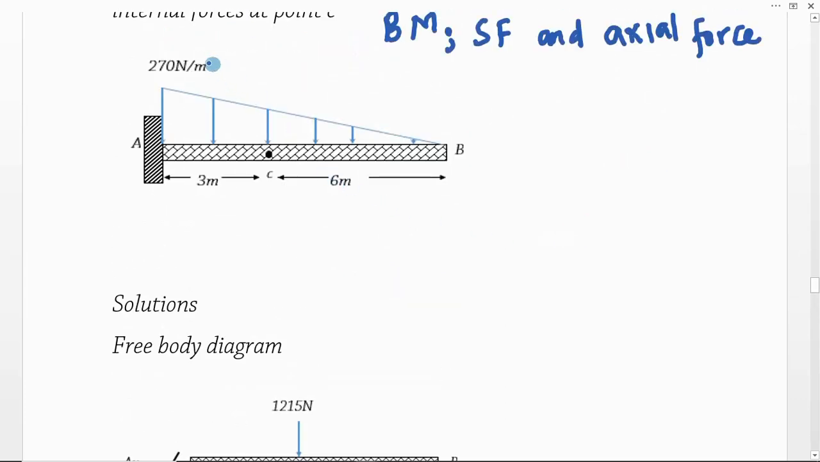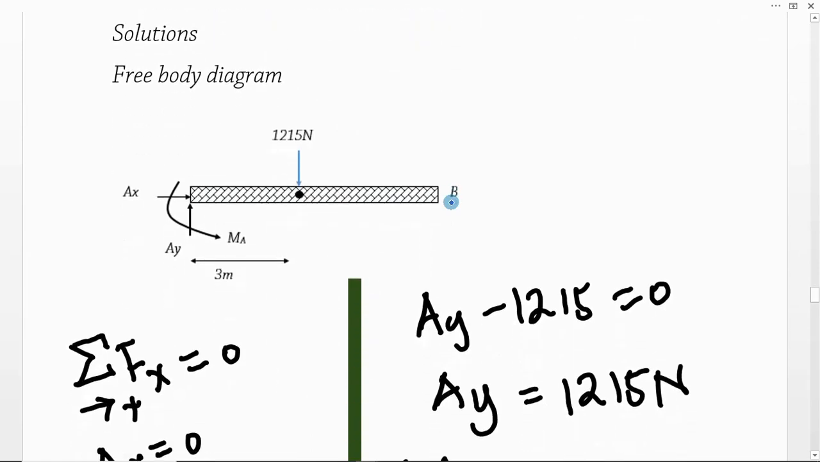Okay, we have the distributed load as 270 Newton per meter. This is a cantilever beam with support at A. The other end is free. In other words, we have an exposed end away from this support, and it is carrying a load that is varying from 270 to 0 at B, and the point C is at 3 meters from point A and 6 meters from point B. Now we need to find the external forces, and to get the external forces, we need to look at the free body diagram of this particular loading condition.